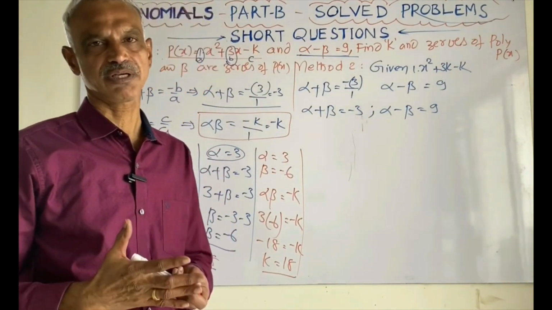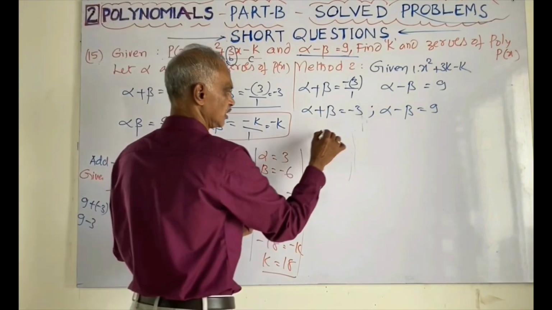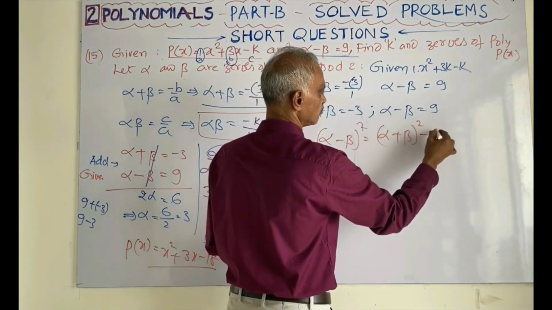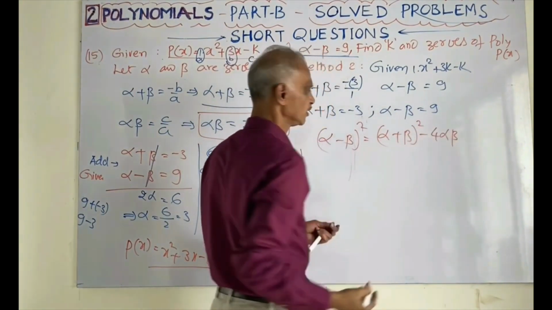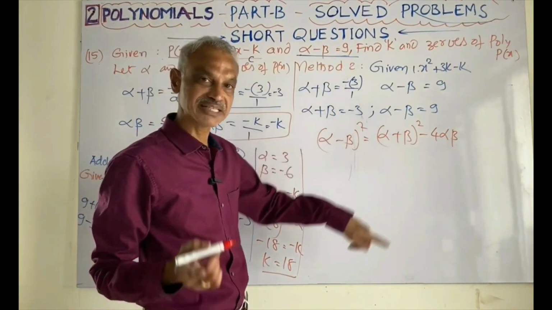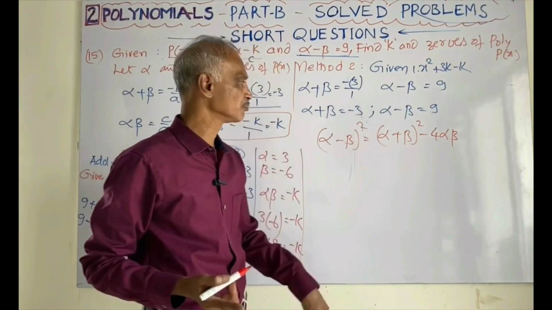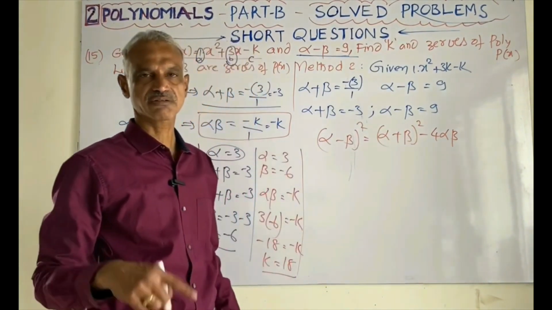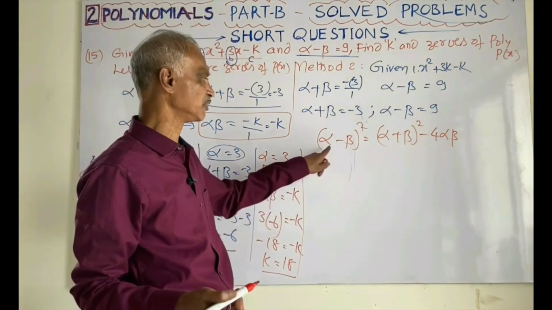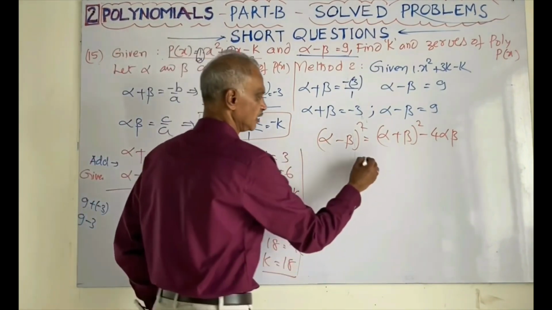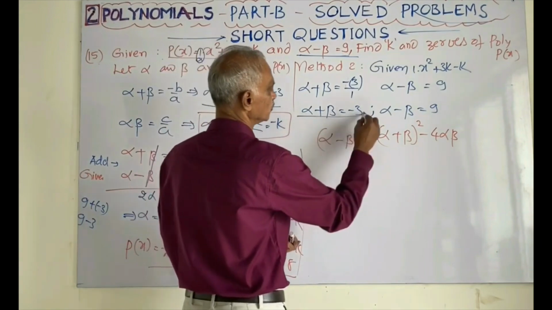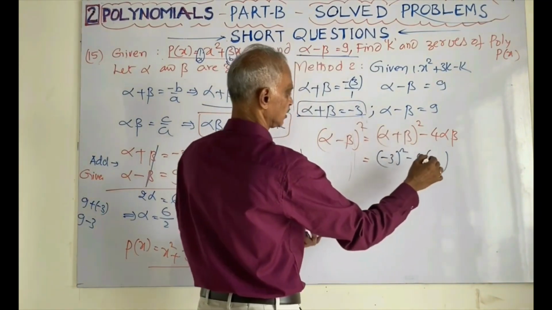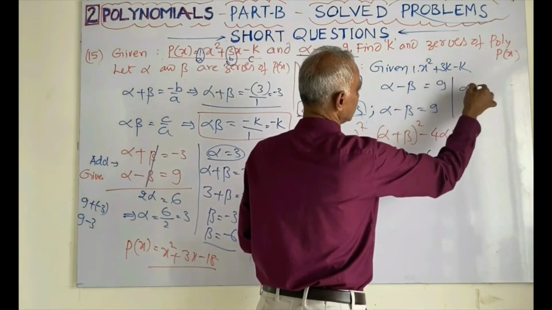You have an important formula, that is a very important identity. What is it? Alpha minus beta whole square is equal to alpha plus beta whole square minus 4 alpha beta. Remember, alpha square plus beta square plus 2 alpha beta minus 4 alpha beta, you will get alpha square plus beta square minus 2 alpha beta, which is nothing but alpha minus beta whole square. Now, what is alpha plus beta? You know here, minus 3 whole square minus 4 into alpha beta. You find out alpha beta from here.